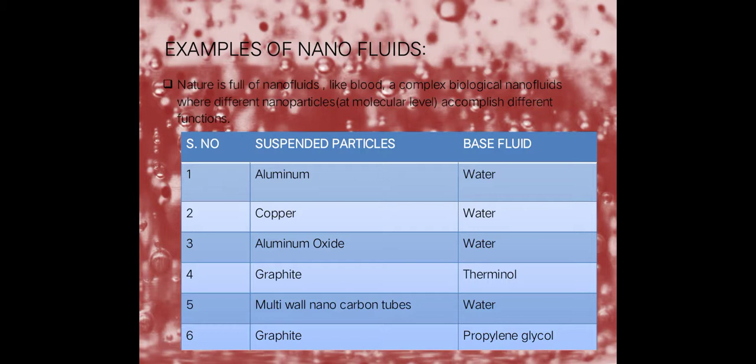The chart depicts some suspended particles and some base fluid. With the amalgamation of both, we can construct a nanofluid. In number 1, if we mix aluminum nanoparticles with water, we can construct a nanofluid in which water is treated as a base fluid and aluminum, the suspended particle, is treated as nanoparticles. And the same thing occurs for the rest of the numbers.